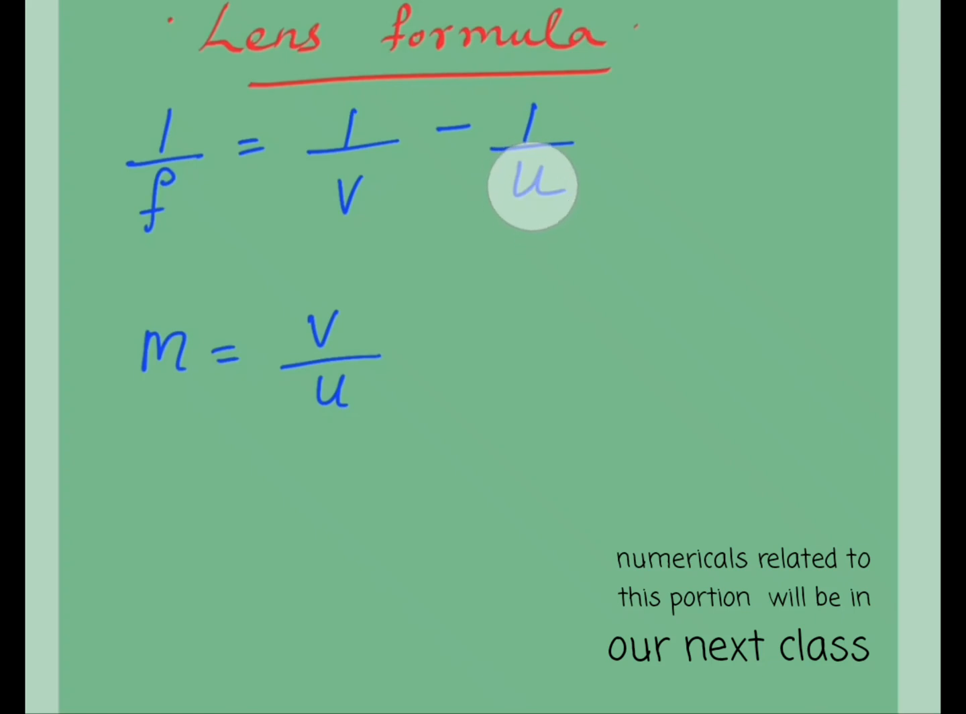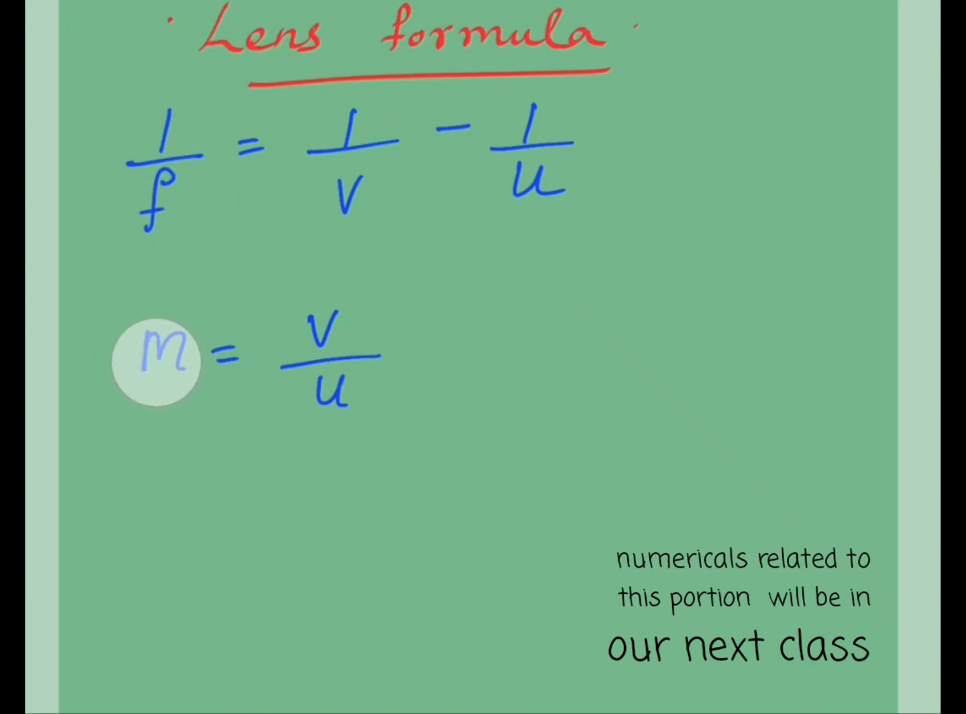Then U is always taken as negative. Then V, according to the position of the image, whether it is on the left or right, should be taken as positive or negative. So the equation 1 by f is equal to 1 by v minus 1 by u is without applying sign convention, but when we are doing numericals, you have to apply the sign convention, put the sign properly, and then only you will get the answers correctly.